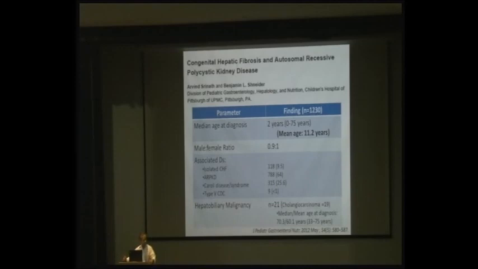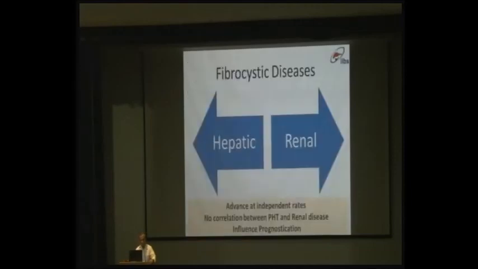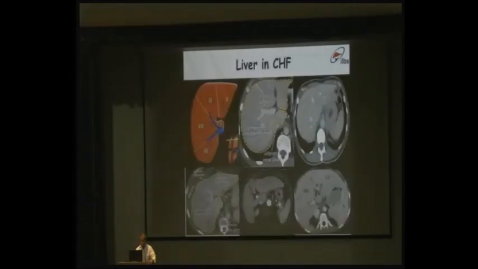An important thing to note here is that hepatobiliary malignancy was present in 21 patients. 19 of them were cholangiocarcinoma, and the median age at diagnosis of cholangiocarcinoma was 70 years. The hepatic and the renal phenotypes of these diseases do not correlate with each other. They may actually go in opposite directions, and they advance at independent rates, but both of them influence the prognosis. These are some of the pictures.